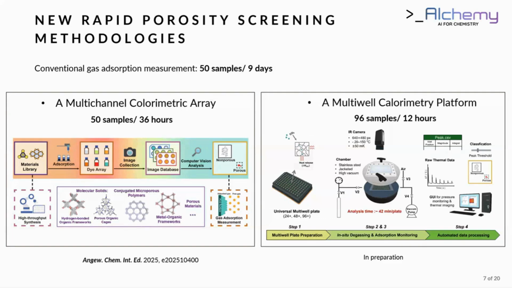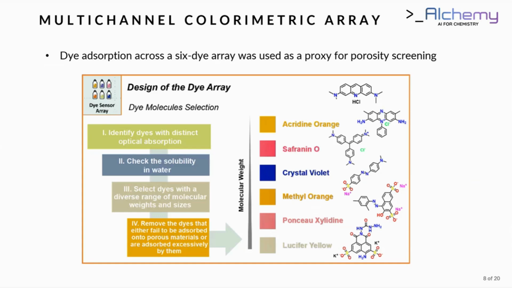The first method is a colorimetric array. We ask a simple question: since many porous materials are designed to absorb dye molecules, could we flip that around and use dye adsorption as a proxy for porosity screening? We begin by selecting 6 dyes with distinct optical absorption, chosen to cover a broad range of molecular sizes and polarities. And we screen the dyes for solubility and selectivity. This process results in 6 dyes.